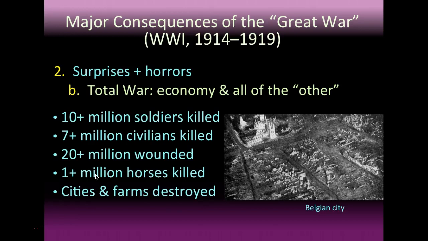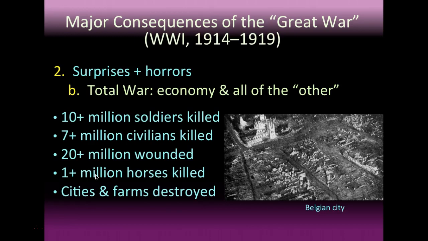We're talking 10 million soldiers killed and 7 million civilians killed, plus another 20 million wounded, plus 1 million horses killed because horses bring things like goods and people, and therefore horses are the enemy. Most horses were killed by chemical warfare. Anthrax in particular was the drug of choice that people used to infect horses with a very deadly disease.